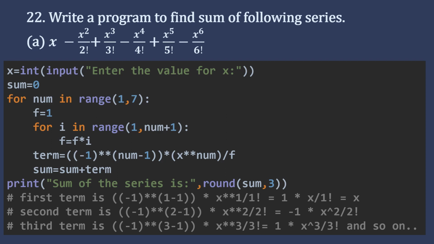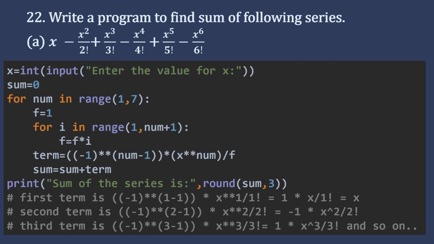So for I in range 1 to num plus 1, f is equal to f into I. So there you got the factorial. Now the next thing is that the terms are like this: first positive, then negative, like this. So for that purpose, we will define each term and store it in a variable term. So term will be like this: minus 1 to the power num minus 1 into x to the power num divided by f.